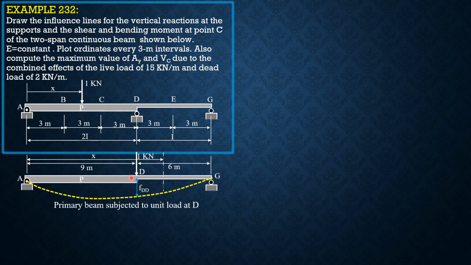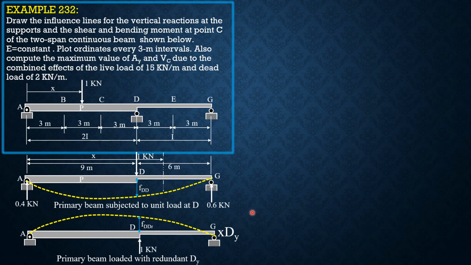And for FDDR, primary beam subjected to the redundant, by the way, if we solve for AY due to this unit load at D here, this is 0.4 and this is 0.6. So just do the static summation of moment at G, you can solve 0.4 for AY. Summation of moments about A, you can solve 0.6 for GY. Then this is the primary beam loaded with the redundant DY. So it is the same as this except that the deflection is denoted by FDDR and the deflection would be positive for this case.